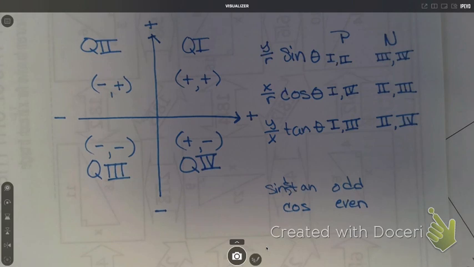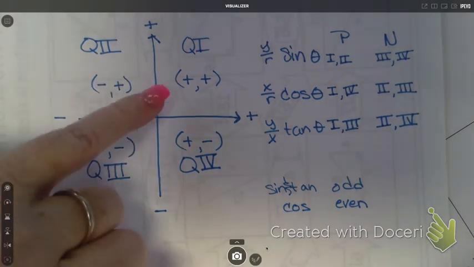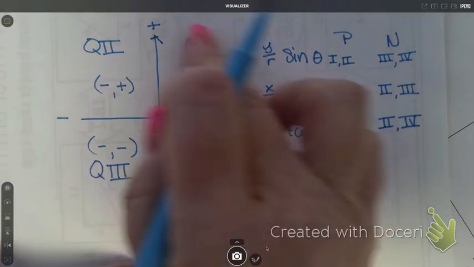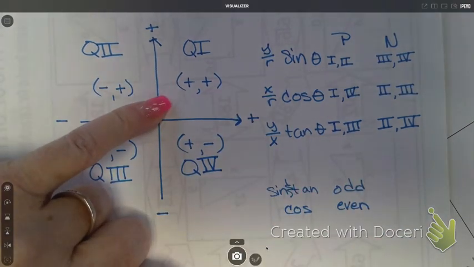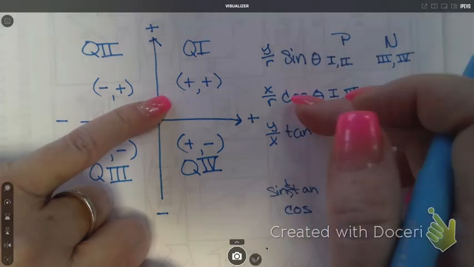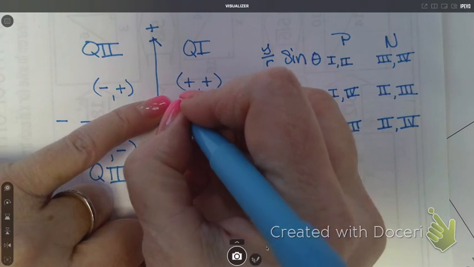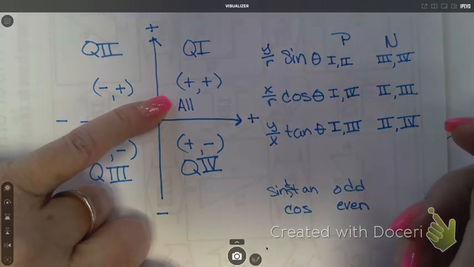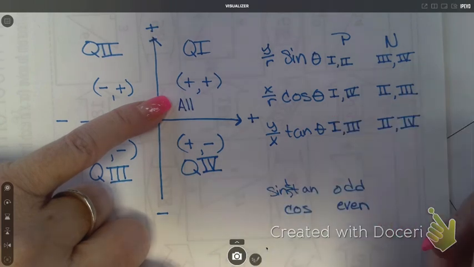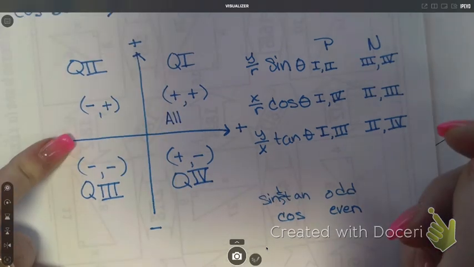What else do I want to say about this? What functions are, I'm going to write it on here now. What functions are positive in the first quadrant? Sine, cosine, tangent. Yep, all of them. Sine, cosine, tangent, secant, cosecant, cotangent. Every single one is positive in the first quadrant because x and y are both positive. Yes? Okay.